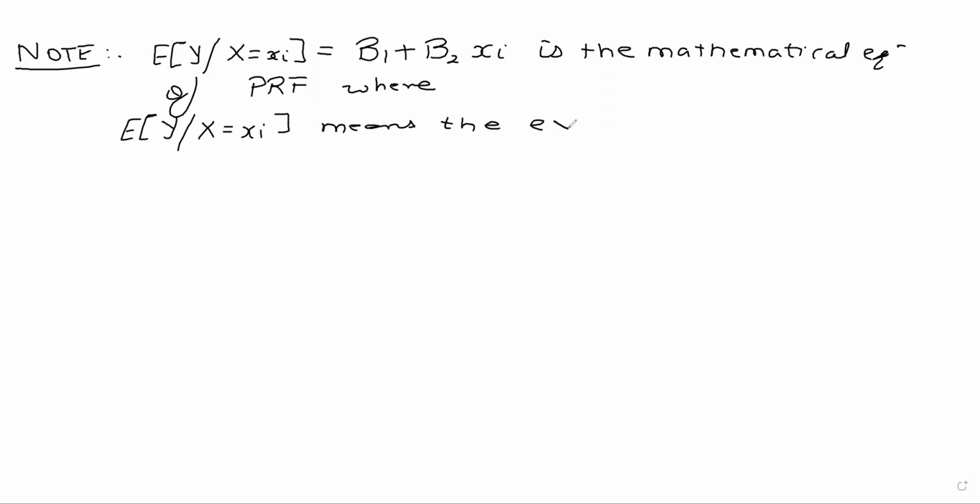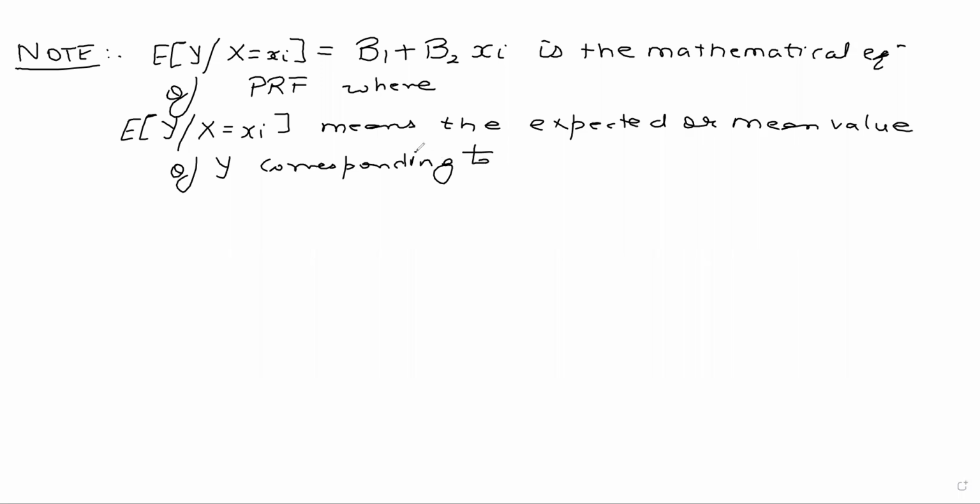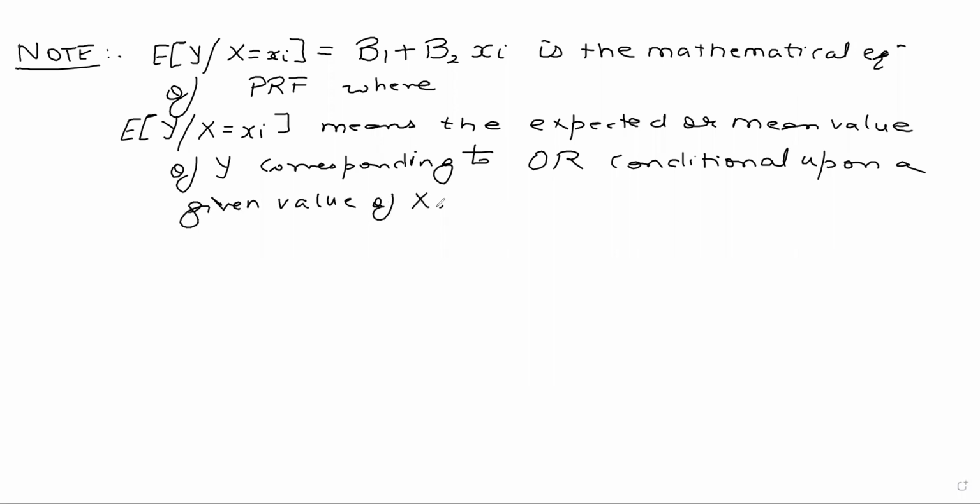the expected or the mean value of y corresponding to, or I can say conditional upon, a given value of x. I can say like this: the expected value of y given x equal to xi is the expected or the mean value of y conditional on a given value of x.